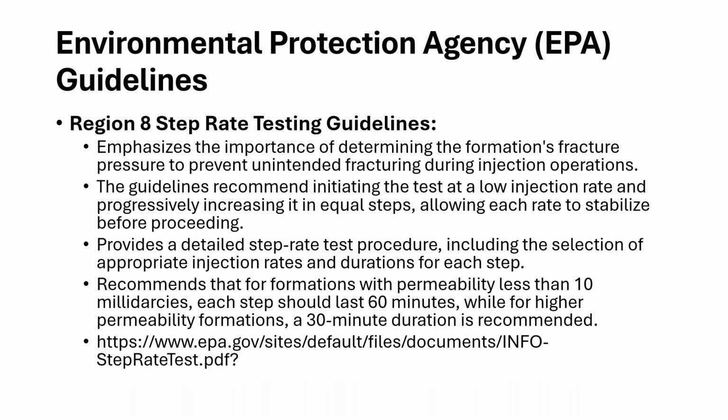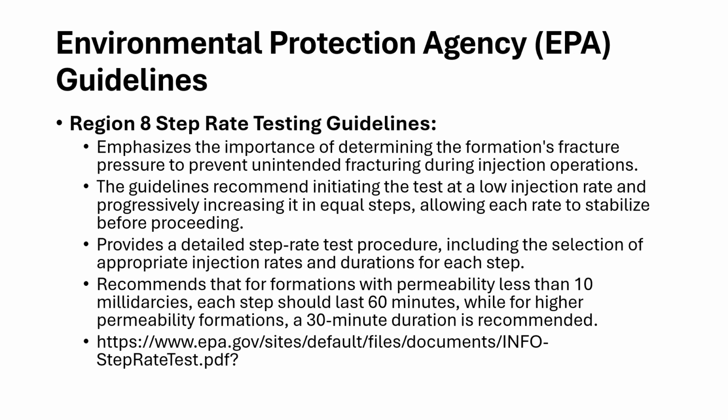So going on, the general guidelines come from the EPA, from the Class 1 guidelines. Region 8 provides the most thorough guidelines, and those go through the importance of determining the fracture pressure. The intended goal of each guideline is to prevent unintended fracturing during injection. The guidelines recommend initiating the test at a low injection rate and progressively increasing it in equal steps, allowing each rate to stabilize before proceeding to the next one.